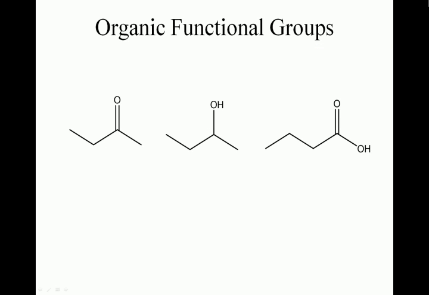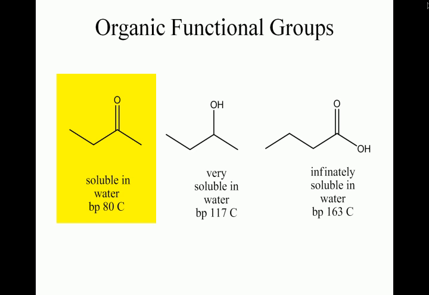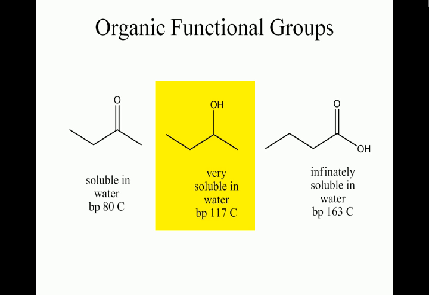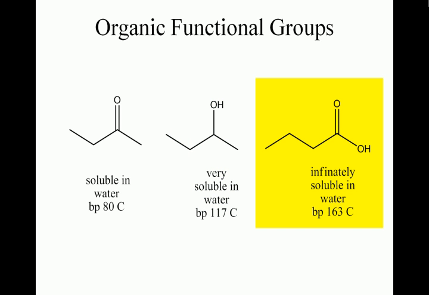Here I have 3 compounds. I have a ketone, an alcohol, and a carboxylic acid. All of these compounds have 4 carbons, and they're pretty close in their size and their molecular weight. But let's think about their physical properties. Our ketone is described as soluble in water, according to my handbook of chemistry and physics, with a boiling point of 80 degrees. Our alcohol is described as being very soluble in water, but it's not infinitely soluble in water. It has a solubility limit. It has a boiling point of 117 degrees. Our carboxylic acid is infinitely soluble in water in all proportions, with a boiling point of 163.